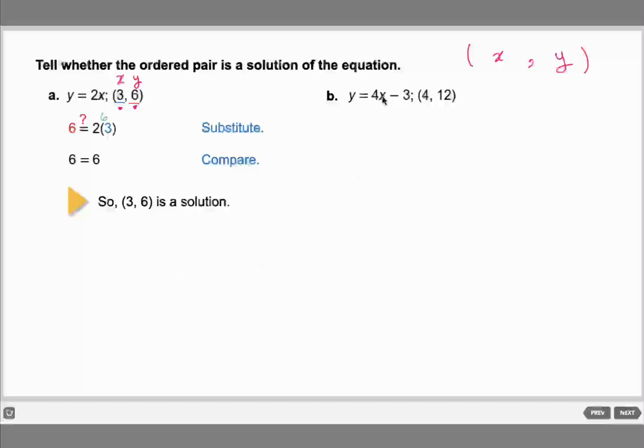Okay, let's see the next one. y equals 4x minus 3. So, Fahad, in the ordered pair here, what's the value of x and what is the value of y? The value of the y, I think 4 or 12. That's what I'm asking exactly.